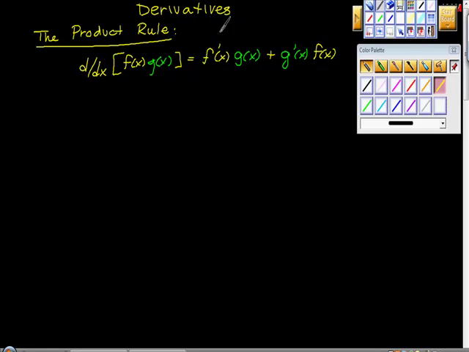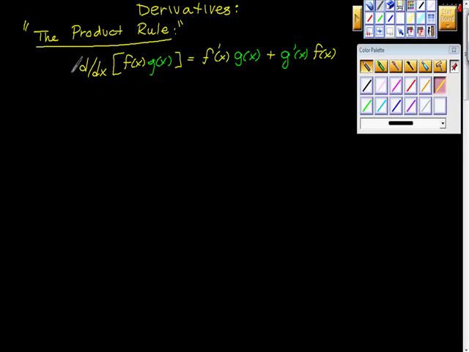Alright, so we're working on derivatives today, and what I want to go over with you is that there are 4 or 5 basic rules of differentiation, and one of them is the product rule. We already talked about the power rule, the sum and difference rule, and the constant rule. So hopefully you already have those rules, and add this one to them.